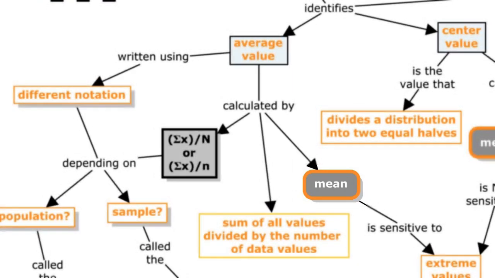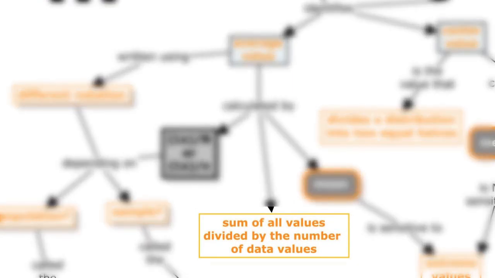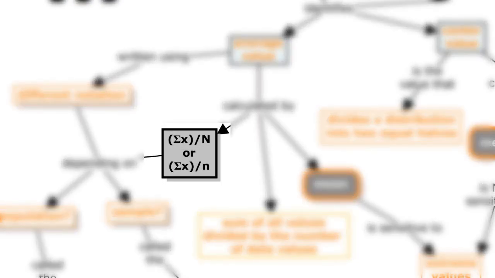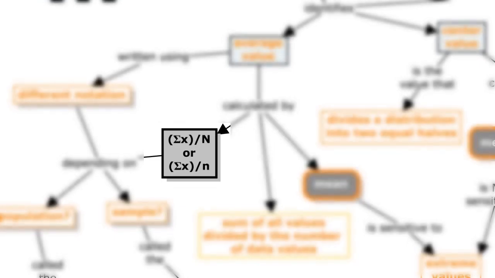And it's equal to the sum of all the values in the distribution divided by the number of values that are in the distribution. And as we can see, we would use different notation depending on whether or not the distribution is of a population or a sample. We would use the sum of all the distribution values divided by big N, which represents the number of values in the population, or we would use a small n in our notation if we're working with a sample.